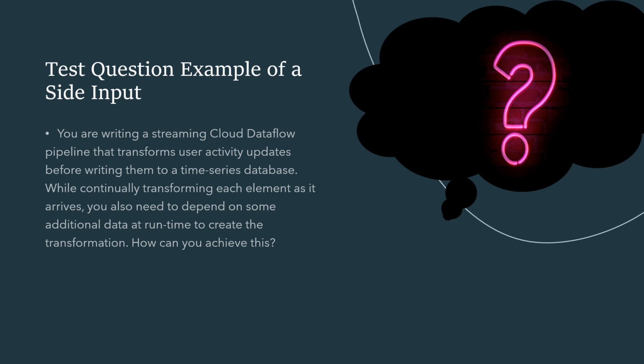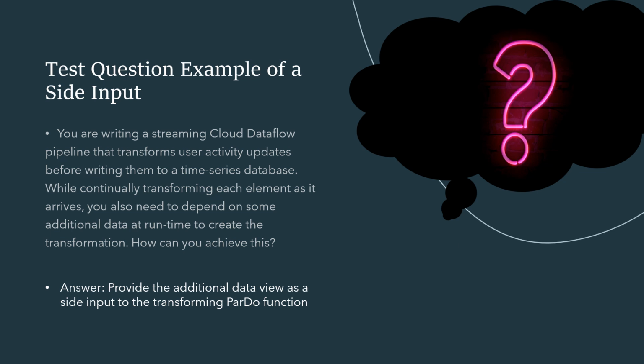So what are some key details that can help us answer this question? While continuously transforming each element as it arrives, this means that we can use the ParDo function to achieve this. You need to depend on some additional data at runtime. Both the additional data and the fact that it's needed at runtime tell us that this needs to be a side input. So our answer is: provide the additional data view as a side input to the transforming ParDo function.